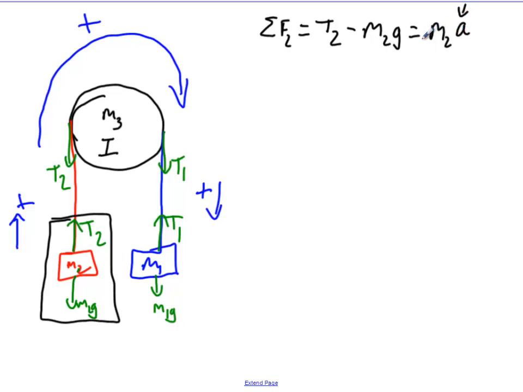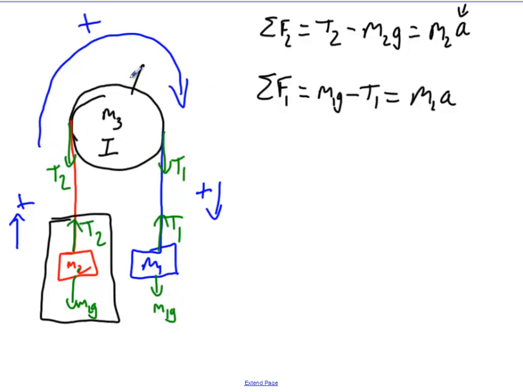And that is actually what I want to know. So I don't know A. M's I would know, G I know, T I don't know. So I have two unknowns. I need another equation. So I'll come over to M1. The net force acting on object 1 is, remember positive, so M1G is the positive one, minus T1 equals M1A, Newton's second law for this thing. This A and this A are the same because these are connected by a string. They will accelerate at the same rate. But T1 and T2 are different. So now I have 3 unknowns and only 2 equations, which means I need a third equation.